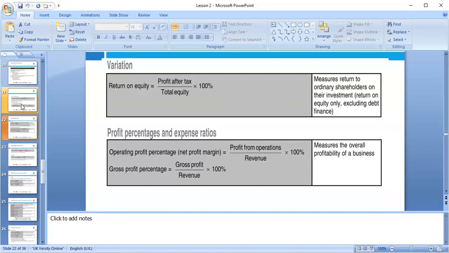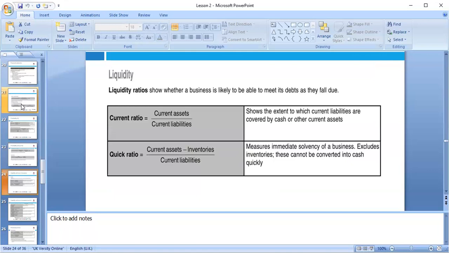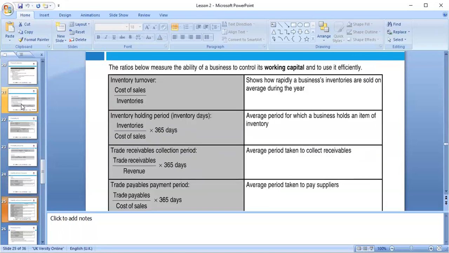Profit percentage and expense ratios help to measure the overall profitability of the business. For expenses, we can look at specific expenses against sales, because as a manager you try to reduce overhead expenses. For assets, we want them to be used at full capacity to measure our return. For liquidity, we want the most liquid assets, those we can convert into cash, so that short-term commitments are covered against short-term assets. So assets should be more.